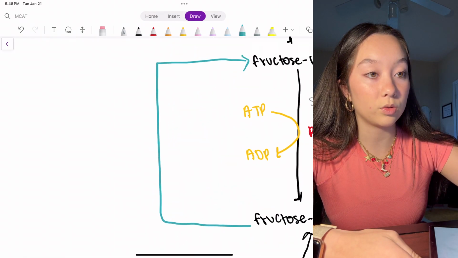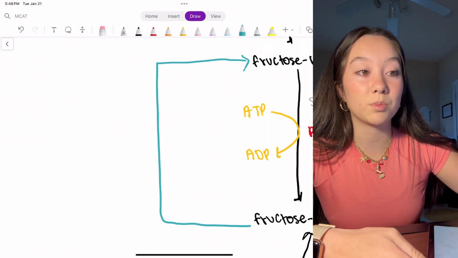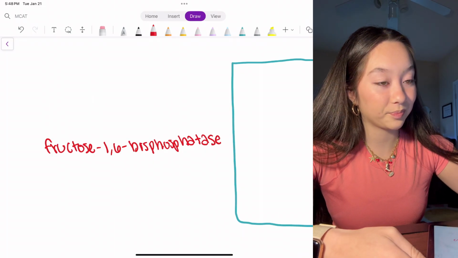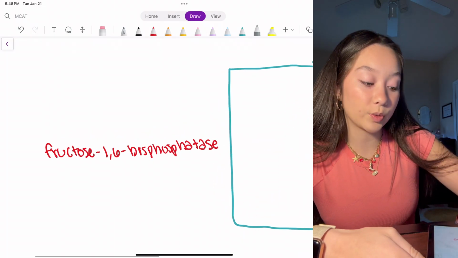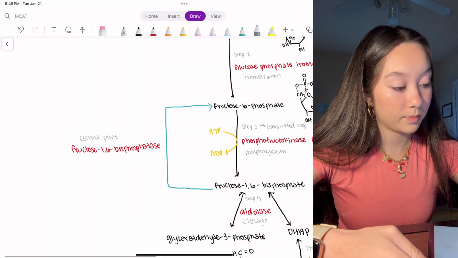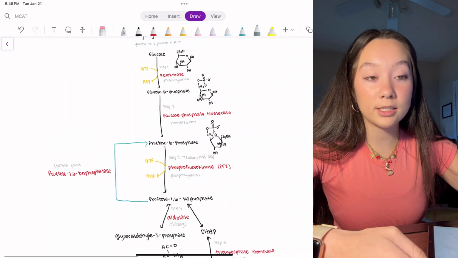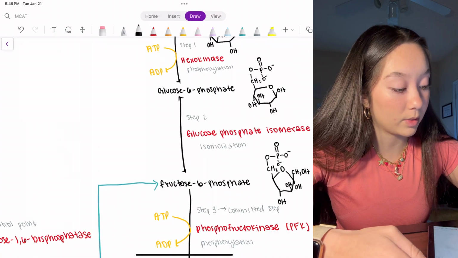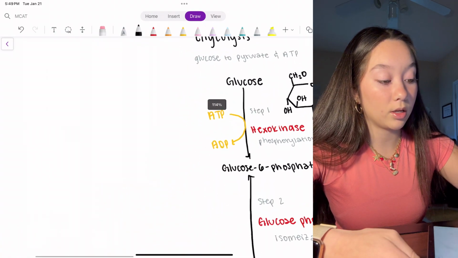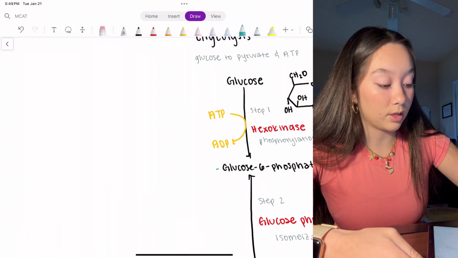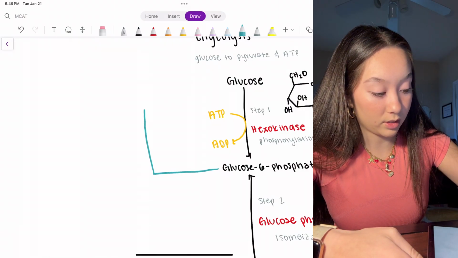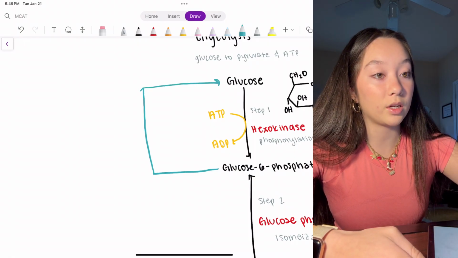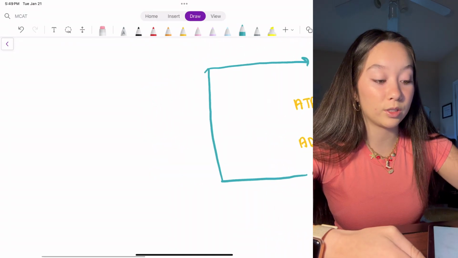Instead, we are going to use an enzyme called fructose 1,6-bisphosphatase. Bisphosphatase. Okay, and this is also a control point. Okay, so we got past step 3. Step 2 is reversible. We can just use the same enzyme here. Now step 1, again, it uses ATP, so we're going to have to find a separate way around to get back to glucose. So instead of hexokinase, we're going to use glucose 6-phosphatase.